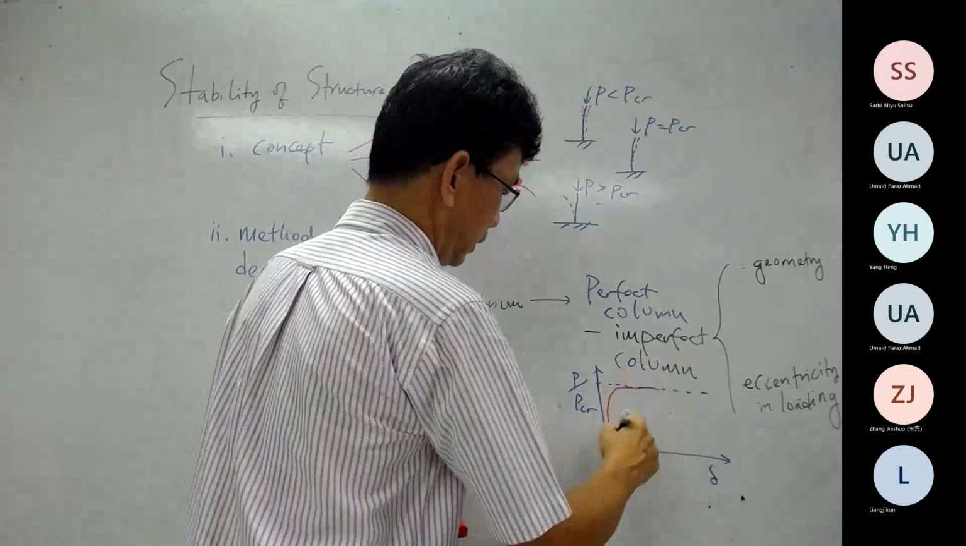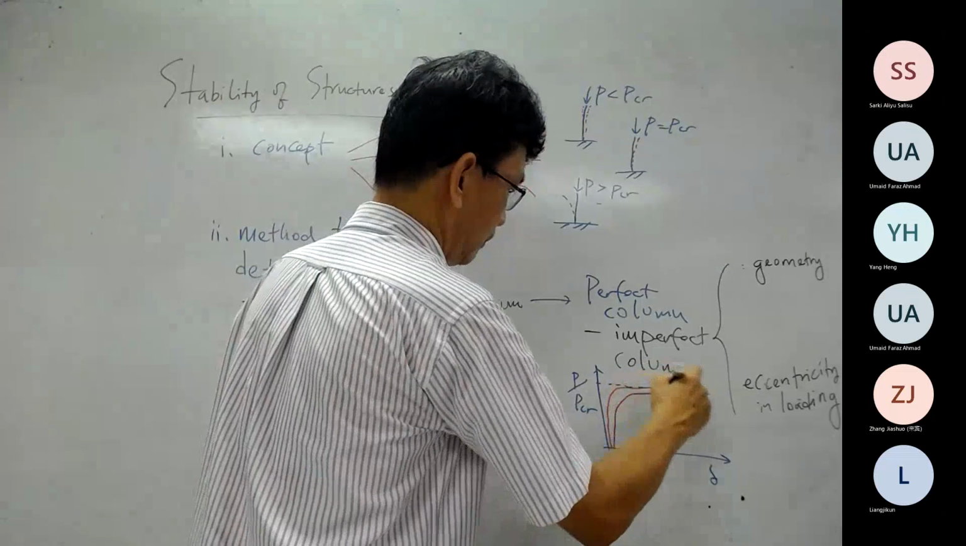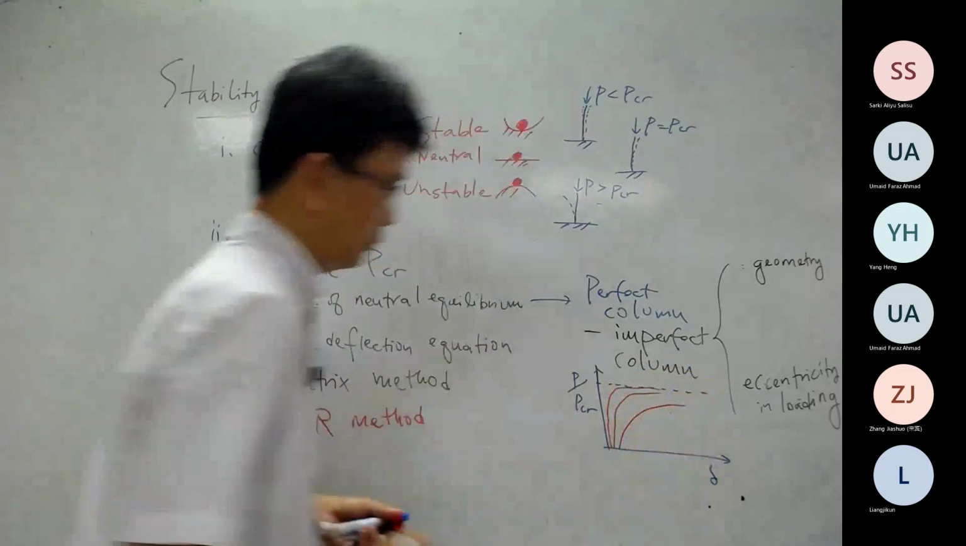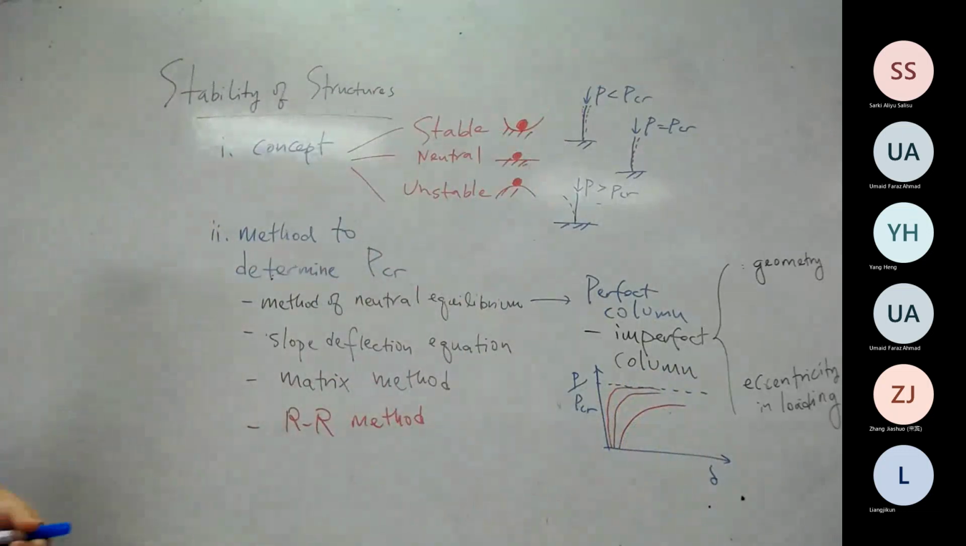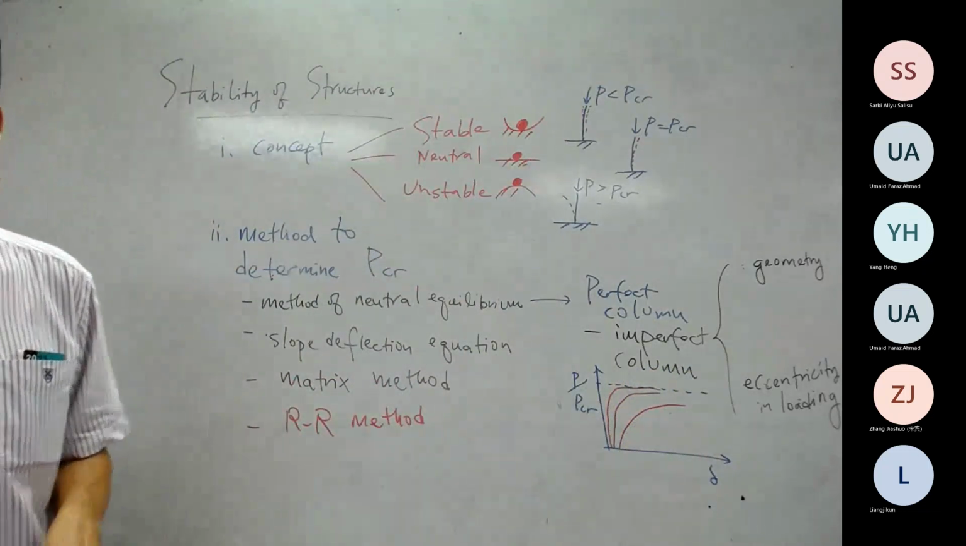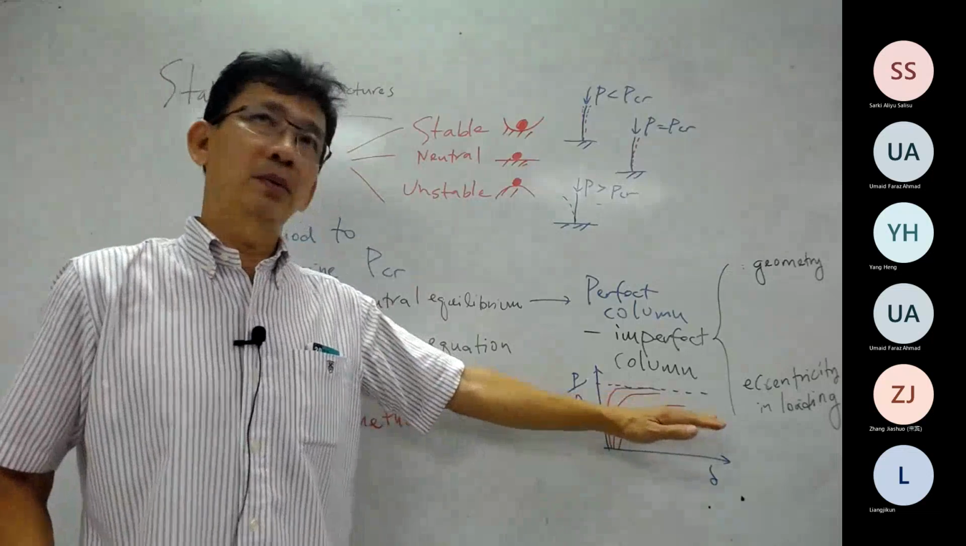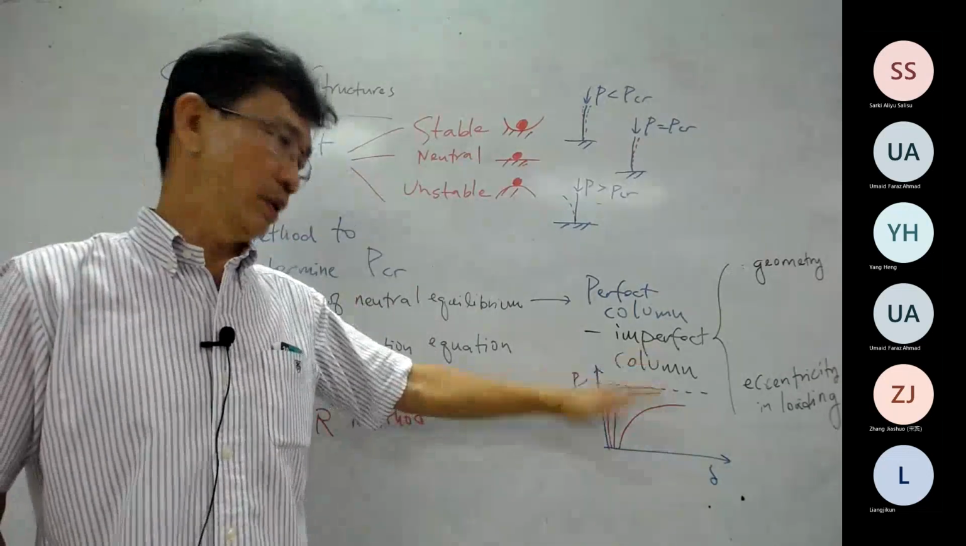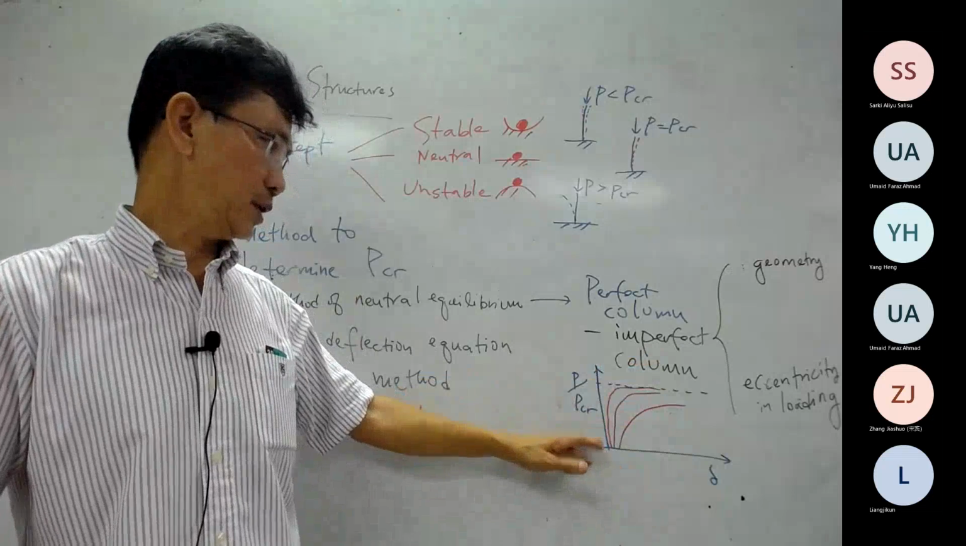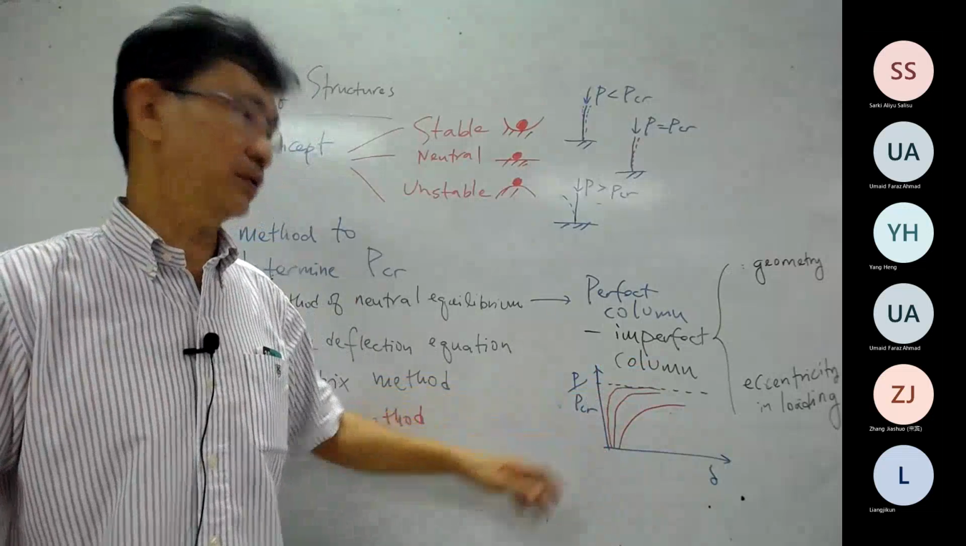Depending on the level of imperfection, this is for different levels of imperfections. The higher the imperfections, the maximum load that the column can take will be less. The smaller the imperfections, then it can get very close to the P critical.